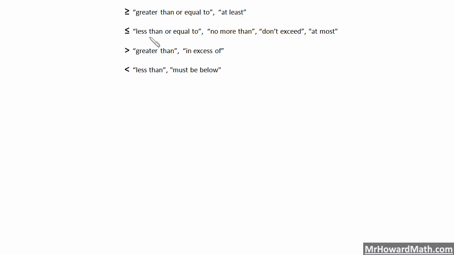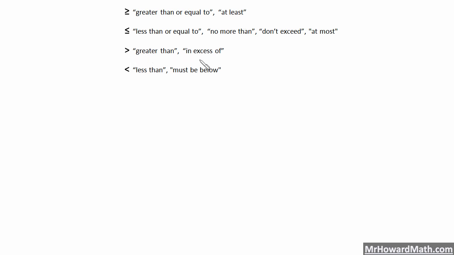This next one, less than or equal to, we've talked about that symbol already, but let's look at some other phrases. Obviously, if the phrase says less than or equal to, you know it's this symbol that you need to set up. If it says no more than, don't exceed, or at most, all of those things mean less than or equal to. So whatever number you're talking about, that number is okay, and anything below that number would satisfy this condition.